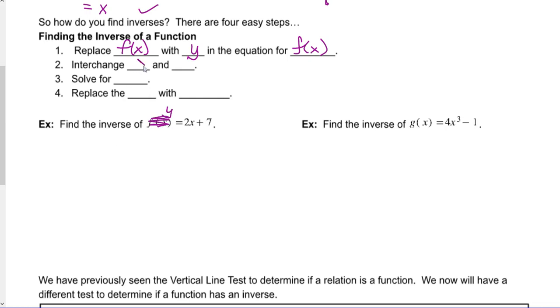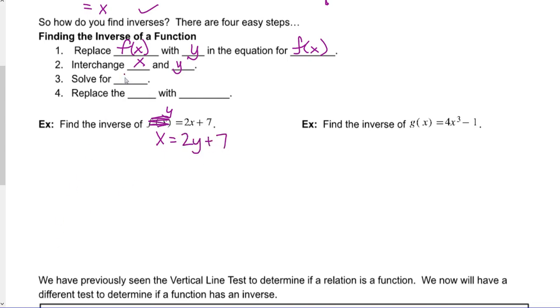Then we're going to interchange x and y. Now, the reason we can do this is because by definition, remember, the domain of f is the same as the range of g. So that means we can switch those two values there. So we're going to interchange x and y. So if we do that in this one, I'm going to take y, make it an x. Wherever I see an x, I'm going to make it a y.